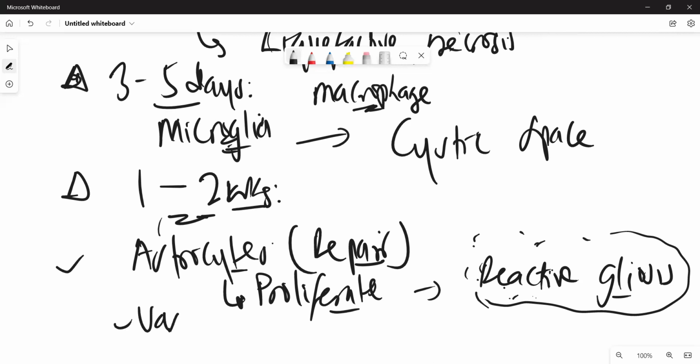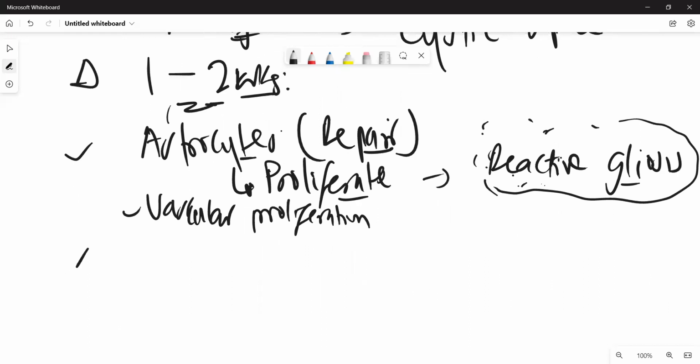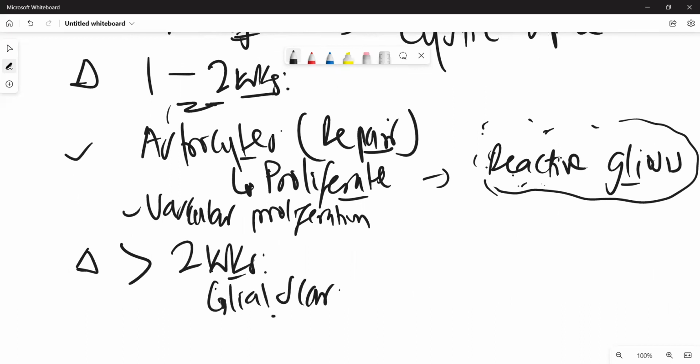And of course, you can also see vascular proliferation. And in more than 2 weeks, you're going to see the glial scar. So you're going to see that scar tissue.